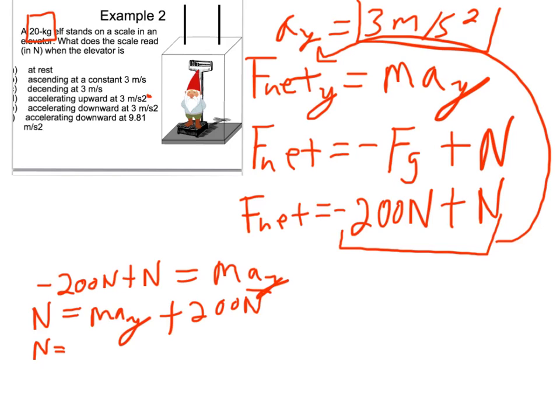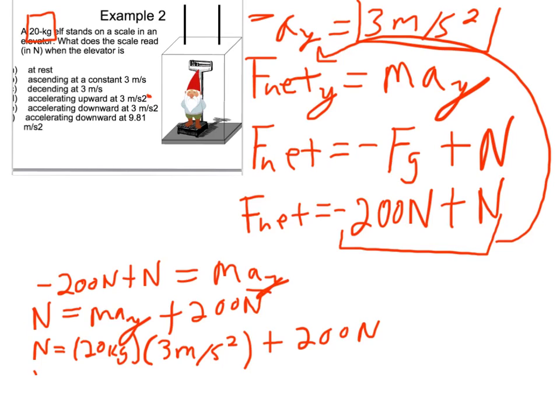Normal force equals 20 kilograms, his mass. His acceleration in y is 3 meters per second squared from up here, plus 200 newtons. Solve that through algebra. Now we have normal force equals 20 times 3 is 60. Remember, kilograms times meters per second squared are newtons, so 60 newtons plus 200 newtons. His normal force is therefore 260 newtons.